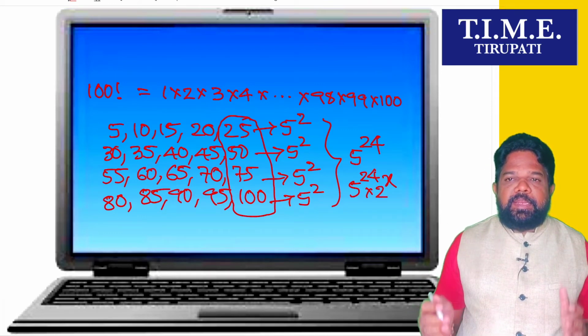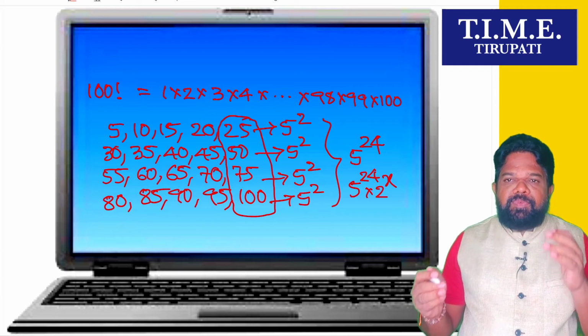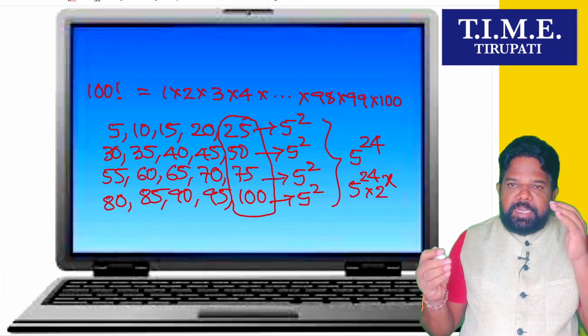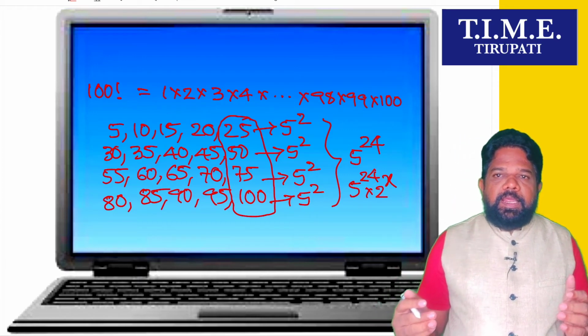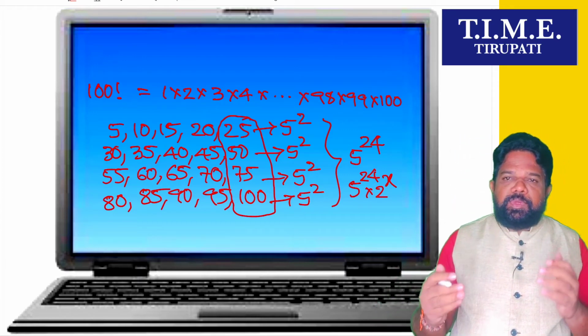x is definitely greater than 24. So, which are in less number? 5s are in less number. So, which is the least power here? 24. So, how many pairs can we make here? Clearly, we can make 24 pairs here.